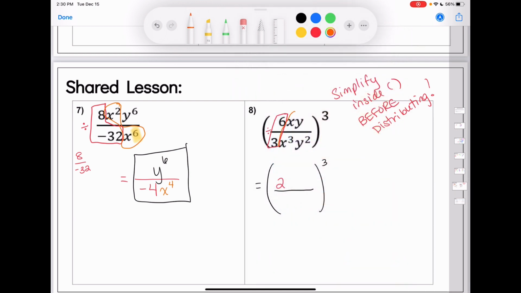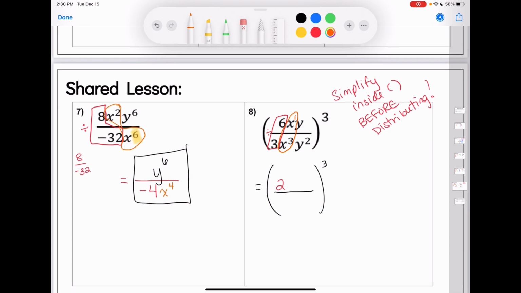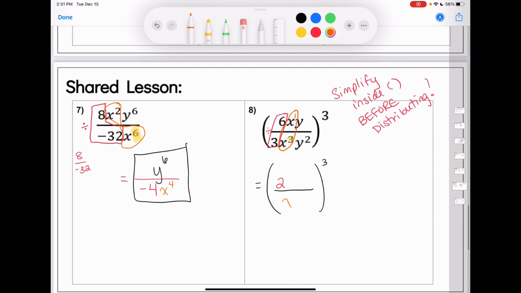Here I see my like bases of x on the top and the bottom. So I have x to the first, right, that invisible 1 on the top, and x to the third on the bottom. So I have x to the second left, bigger exponent was on the bottom, so I'm going to have my x to the second on the bottom. Okay, now I see I have like bases of y on this one too. I have y to the first on the top and y to the second on the bottom. 2 minus 1 is 1 left. Bigger exponent again was on the bottom, so I'll have just a y left on the bottom. I'm just going to scooch this 2 to the middle.